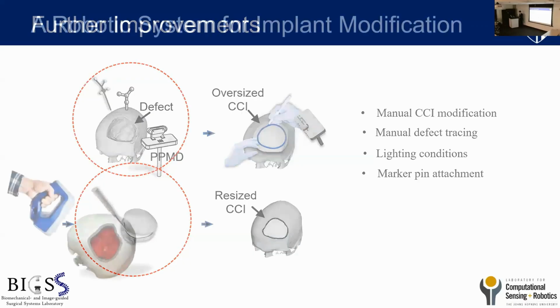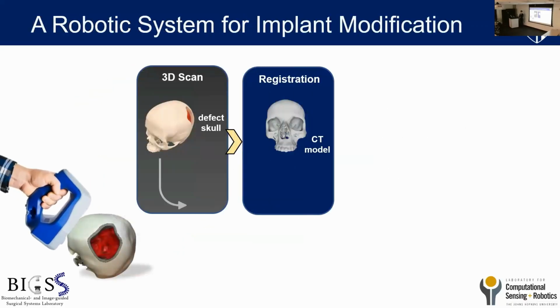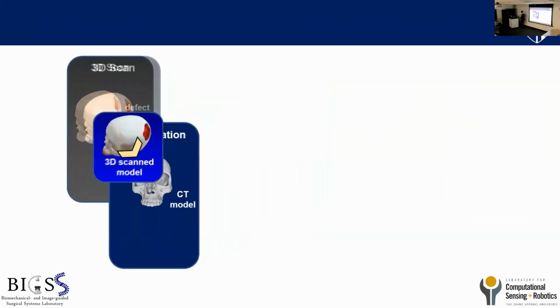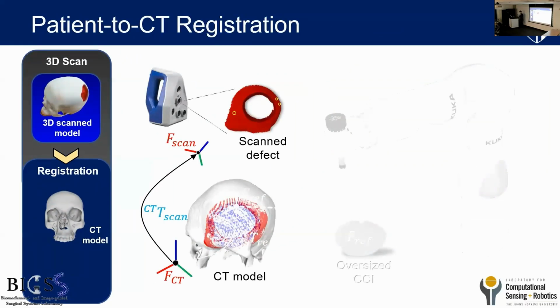Therefore, I came up with a new system using a robotic system and a 3D scanner to perform intraoperative implant modification. First, we use the 3D scanner to scan the defect model, and then we register that scanned defect model to the CT model. And then we can use the defect information to generate a cutting toolpath on the oversized implant and send it to the robot to resize the implant. The first step is to perform patient-to-CT registration. And this is done by using the anatomic features on the skull, and it can register to the CT space.